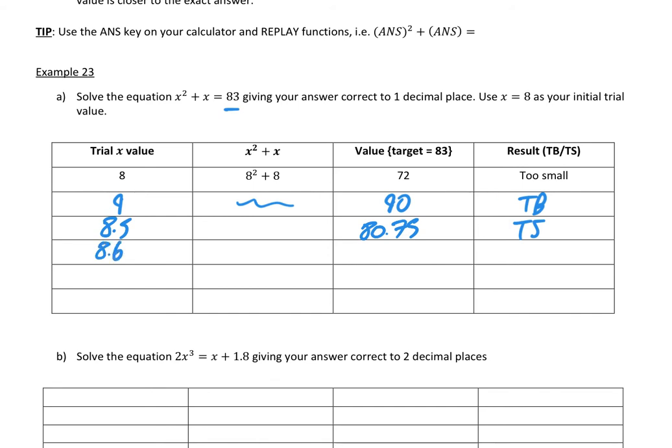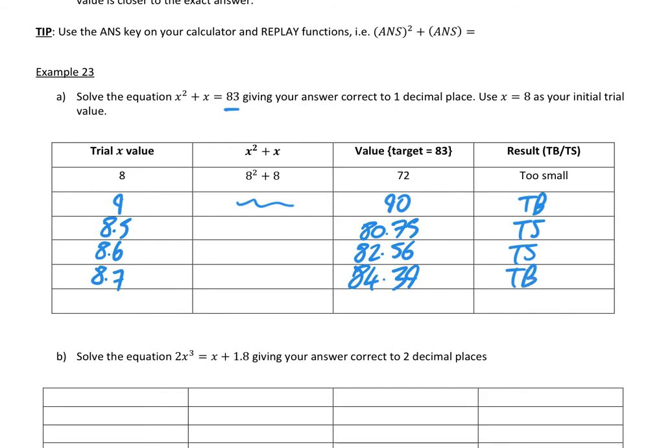So I'm going to try 8.6. So 8.6 squared plus 8.6 gives me 82.56, which is still too small. Then I will try 8.7. So 8.7 squared plus 8.7, and that gives me 84.39, so that was too big.